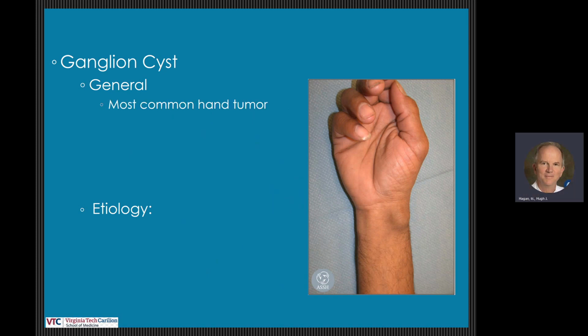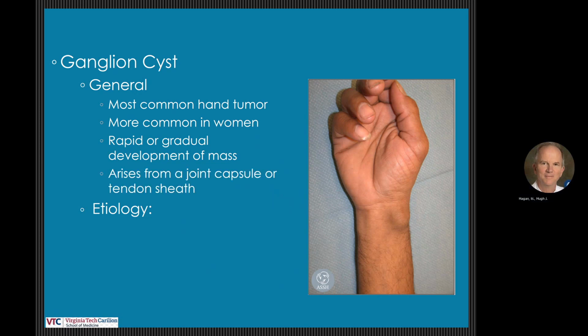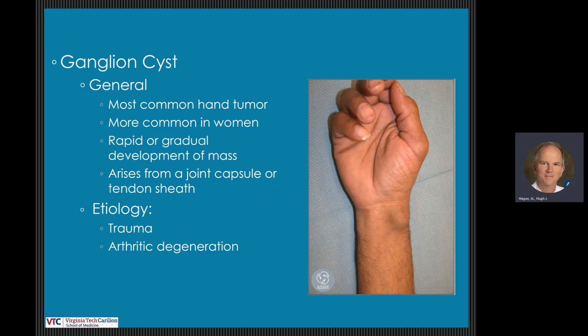In general, these are the most common hand tumors. They're more common in women. They can experience either rapid or gradual development, and they generally arise from a joint capsule or a tendon sheath. They can be post-traumatic in origin. They can be a result of arthritic degeneration. They can be associated with a synovial herniation.